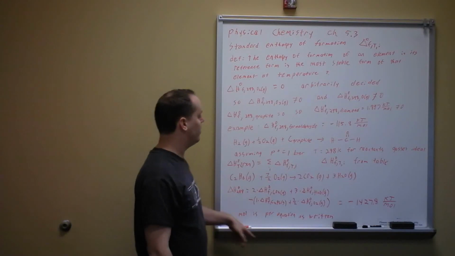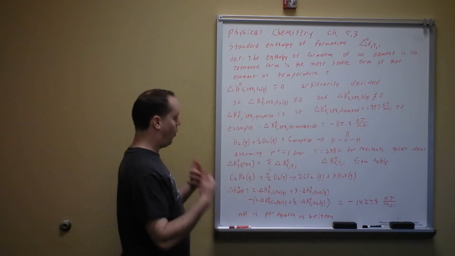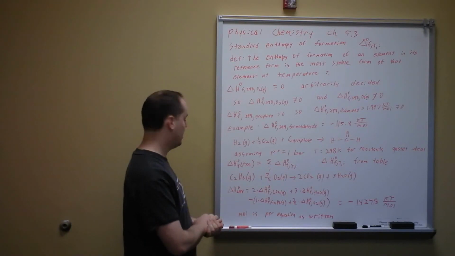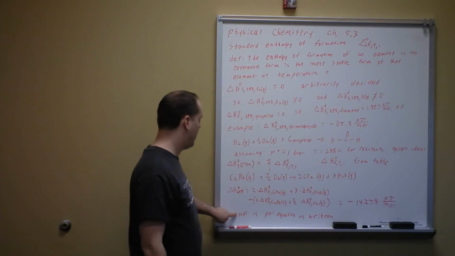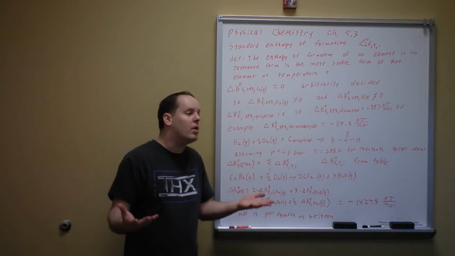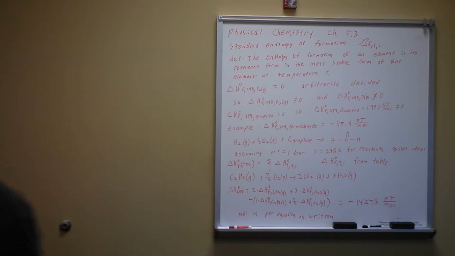So this is why when you're looking stuff up, you really have to know what you're looking at. You need to know some chemistry and not just flip through a book and find a number. Like I said, that mole there is not per mole of substance, but per mole of reaction, whatever that means.